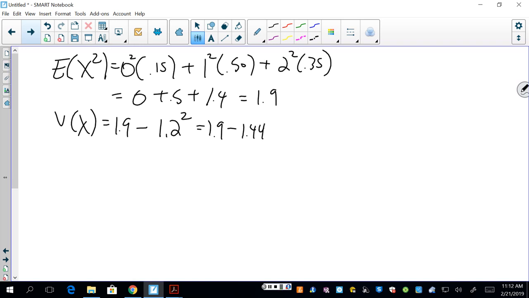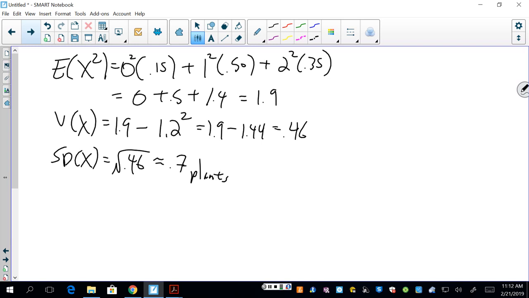1.44, so it's 0.46. So the standard deviation of x is the square root of that. It's about 0.7. 0.49 would be 0.7. It's kind of close to 0.7. Let's just use 0.7 for convenience, right? So that's the standard deviation of the number of plants.